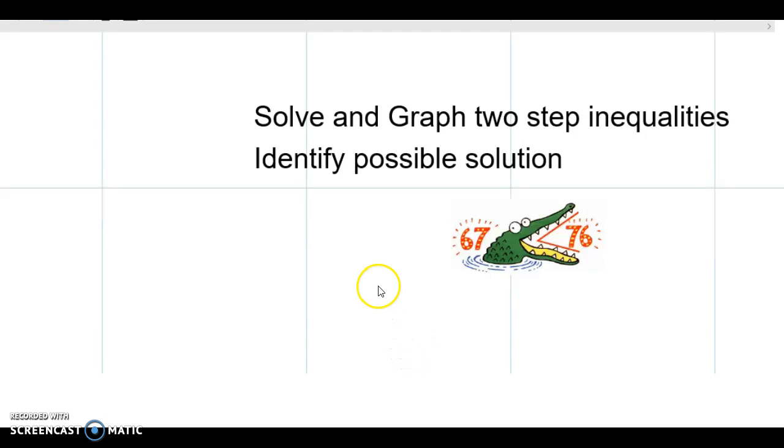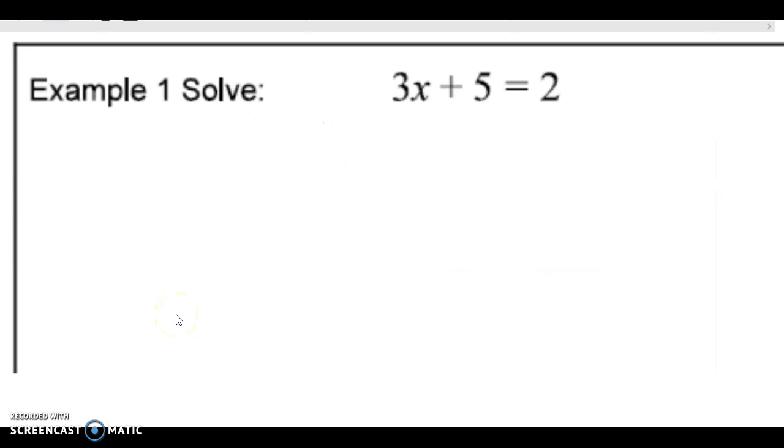Hello everyone. In this lesson, you're going to learn how to solve and graph two-step inequalities. You're also going to learn how to identify possible solutions. And don't forget, our alligator always eats the bigger number. So let's get to it.